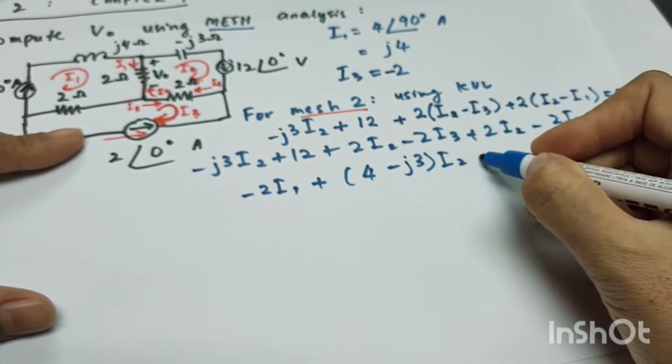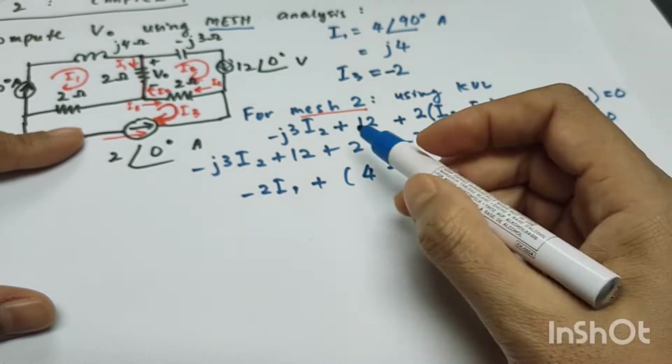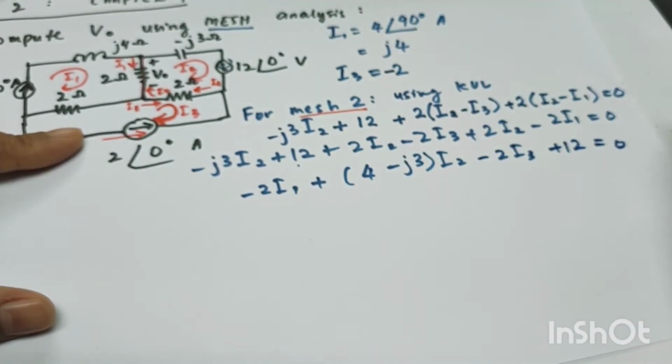Let's see, i3 is negative 2 here. 2i3 is here. In the last one we have 12, right here, this is the 12 value, plus 12 equals 0.